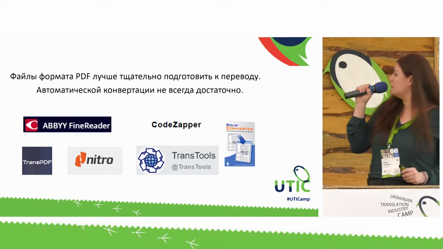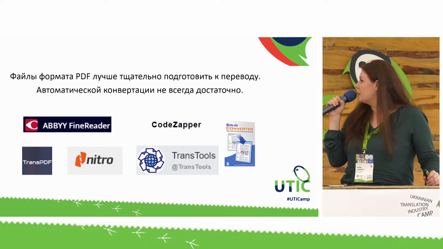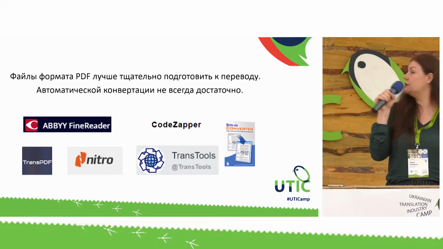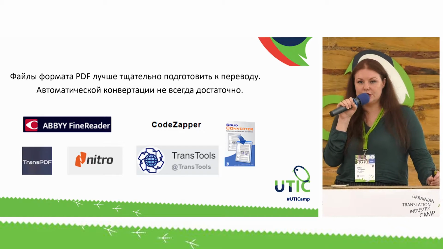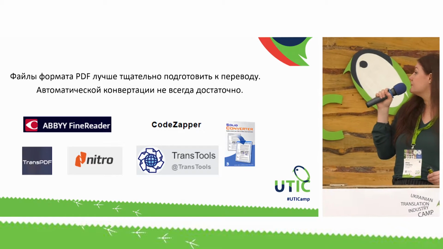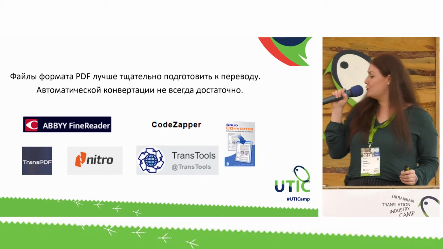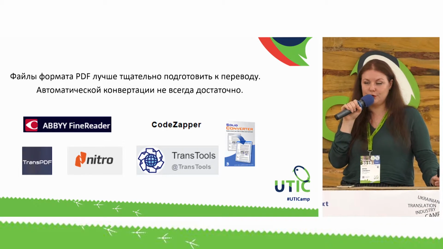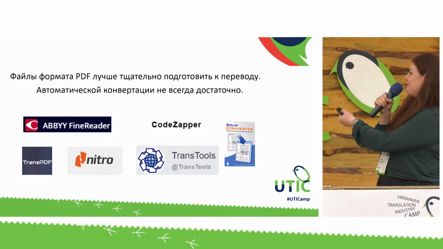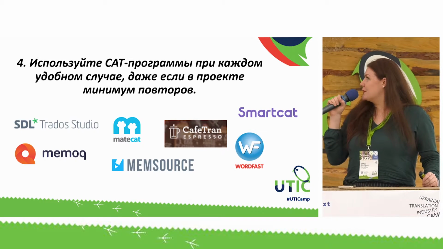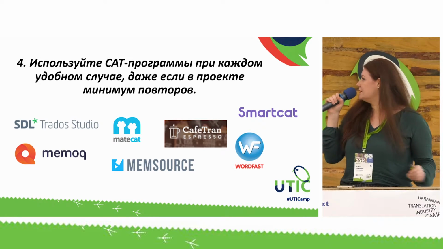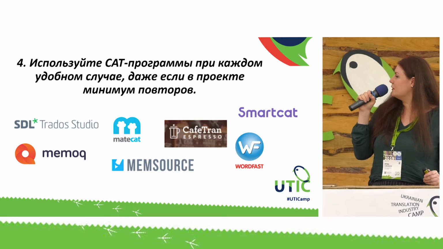So to avoid this situation, as you can see, there is a number of tools which can help you with the text recognition, such as Trans Tools and Code Zapper. They can help you to exclude extra tags, and those are the tools you can use. You can choose those which are good for you, and I really recommend you to prepare PDF files well before translating them. Use CAT tools in all cases when it is convenient, even if there are no repetitions.